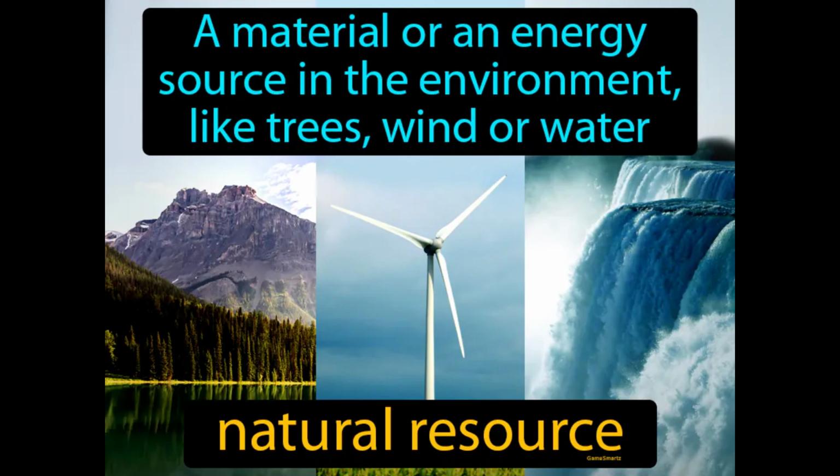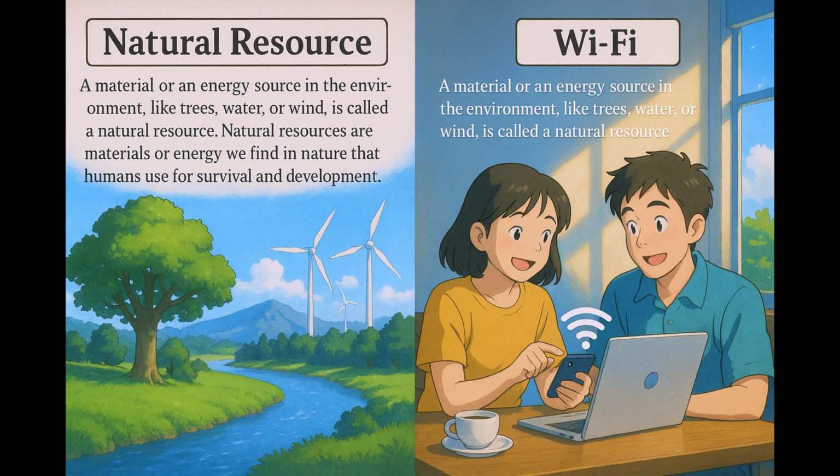A material or an energy source in the environment, like trees, water, or wind, is called a natural resource. Natural resources are materials or energy we find in nature that humans use for survival and development. Imagine you are trying to find a reliable Wi-Fi signal in a crowded cafe. Just like a strong Wi-Fi signal provides the connectivity needed to browse the internet, natural resources such as trees, water, and wind provide the essential materials and energy needed for our daily lives.